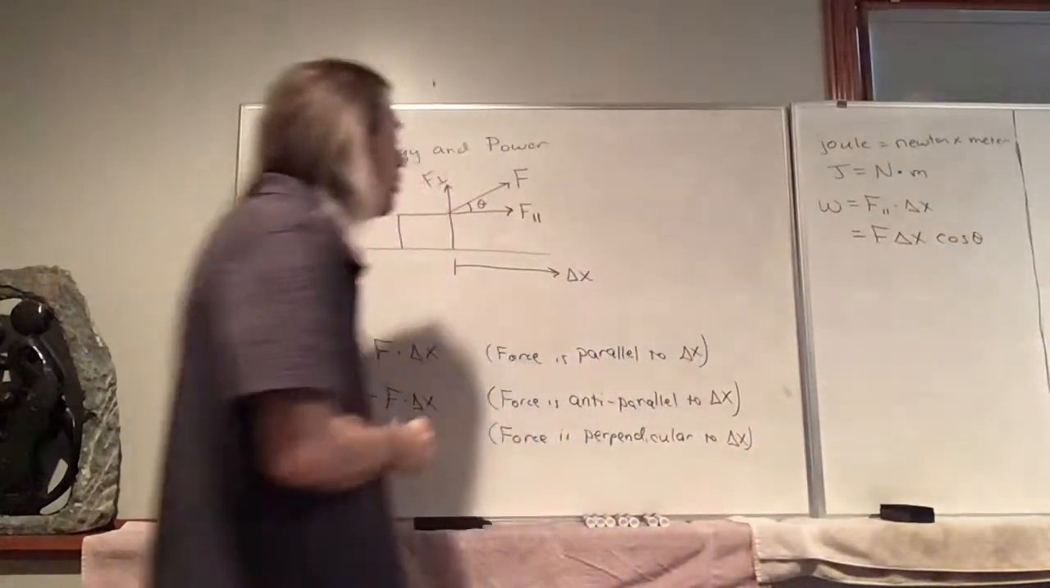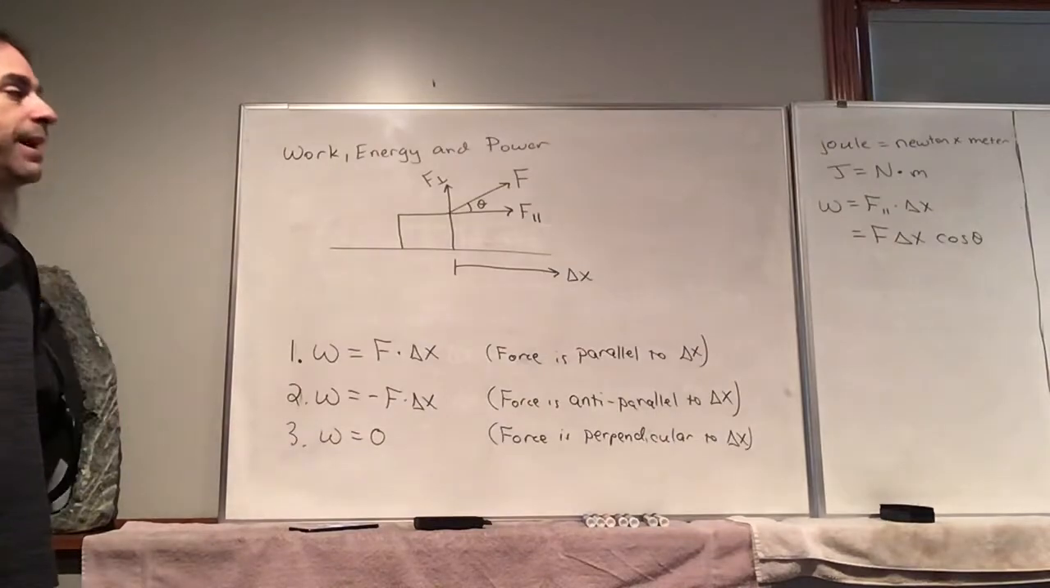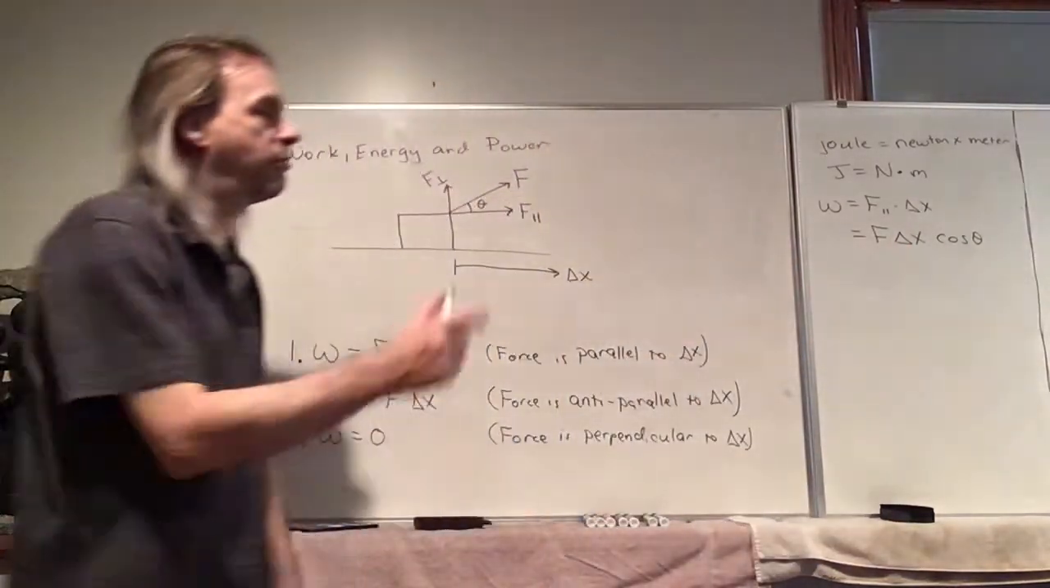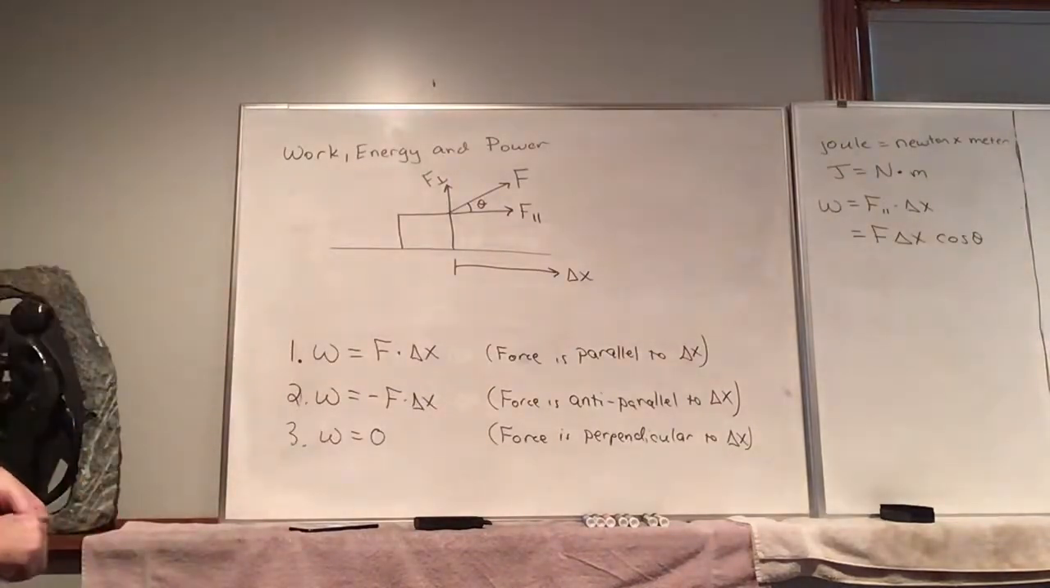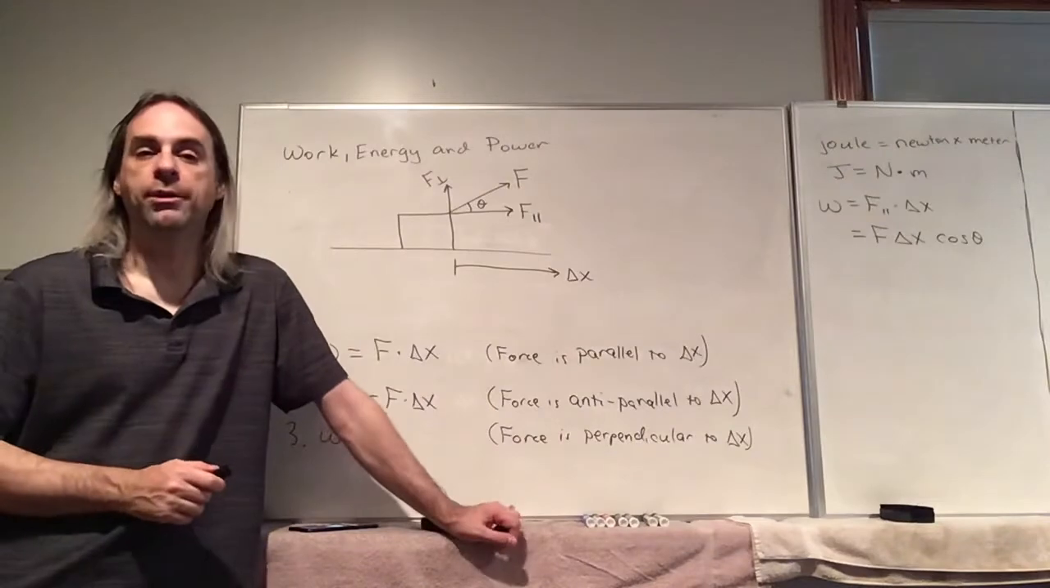So the component of force in the direction of displacement is F cosine theta. So we have F cosine theta times delta X. Usually we just put the cosine theta at the end. So this is our most general definition of work.